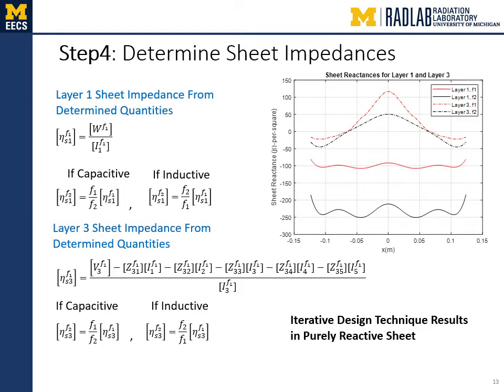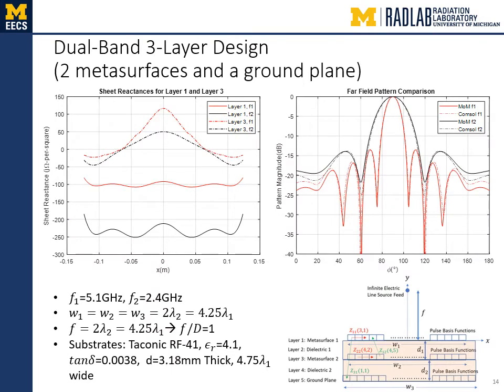Upon convergence, the sheet impedances for layer 1 and 3 are determined using the formulation shown in this slide. This completes step 4 of the 4 design steps for design of the sheet impedances of the stacked metasurface antenna. As an example, we use the design algorithm to design a 3-layer metasurface reflectarray operating at the frequencies f1 equals 5.1 GHz and f2 equals 2.4 GHz.